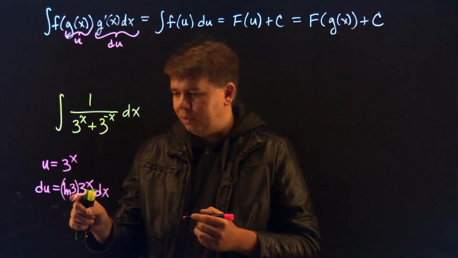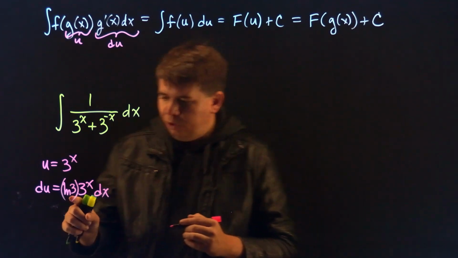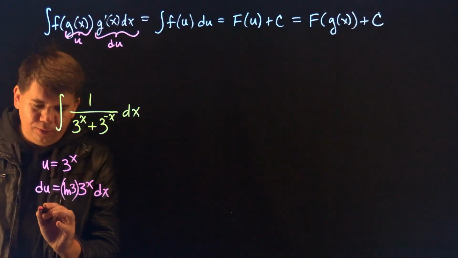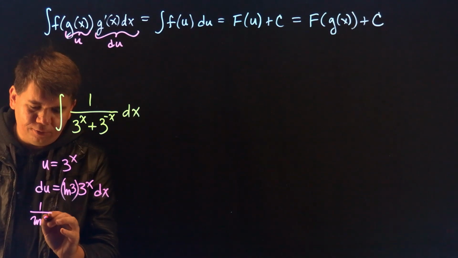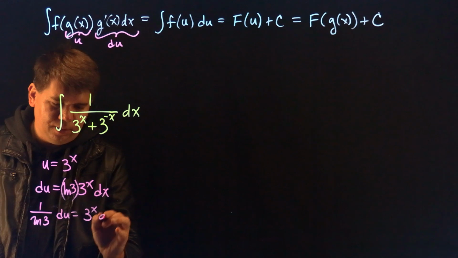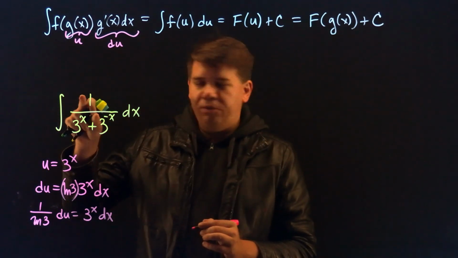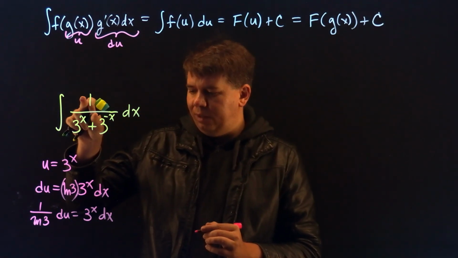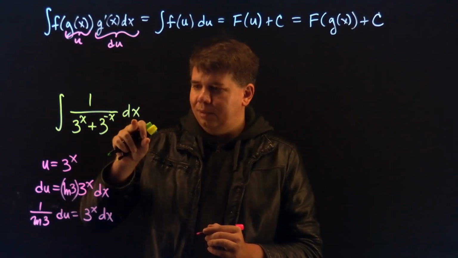That's just a number. It's a little bit bigger than 1. And so you could move that to the other side if you wanted to. You can make it 1 over ln of 3. du is 3 to the x dx. But I don't have a 3 to the x on top to have 3 to the x dx.